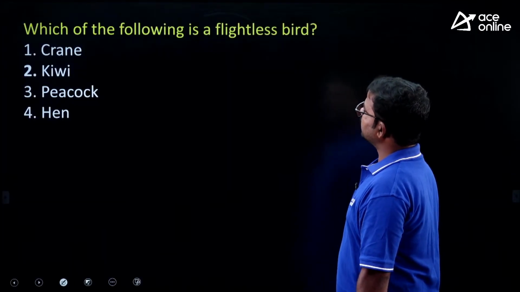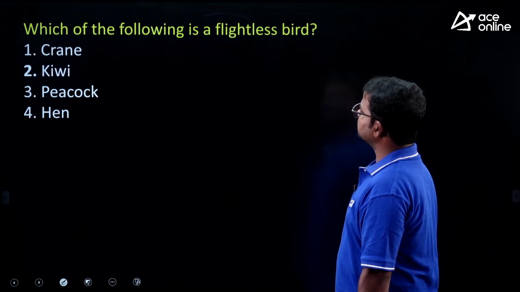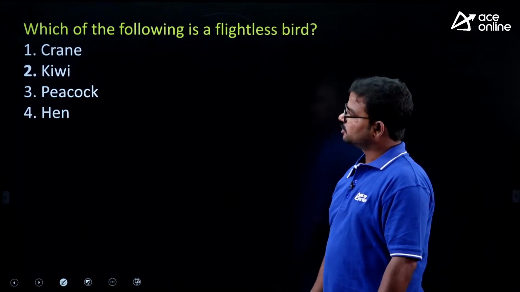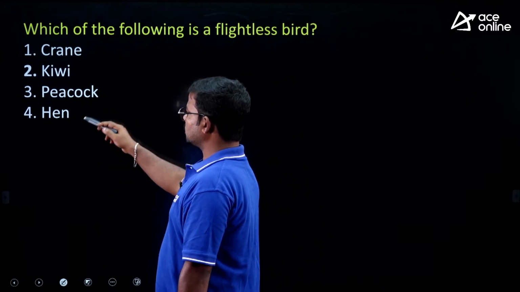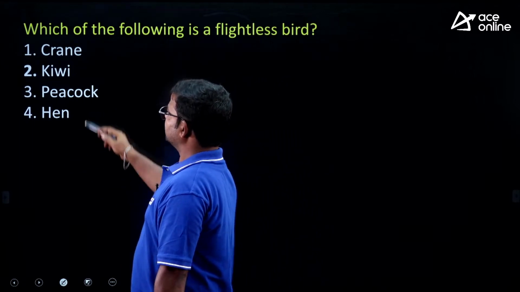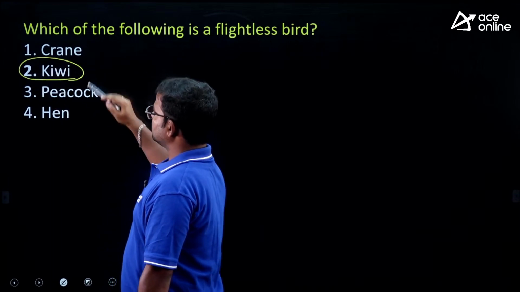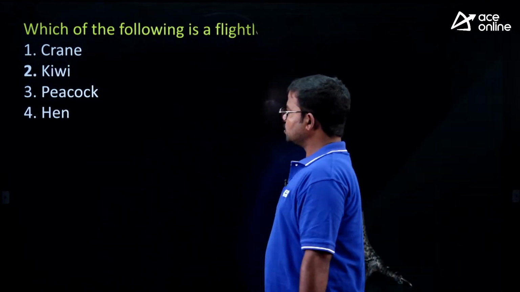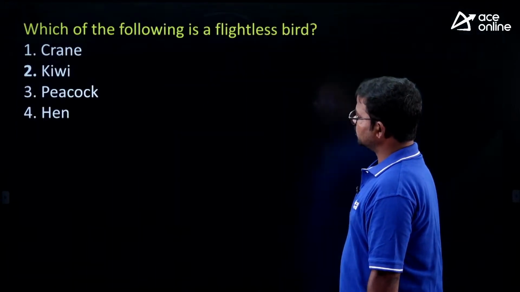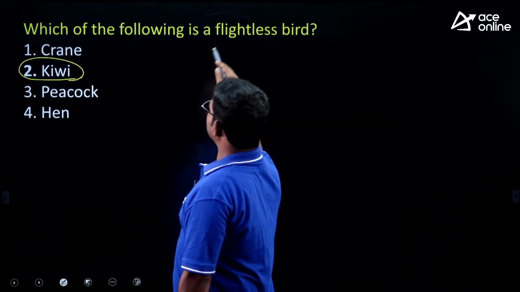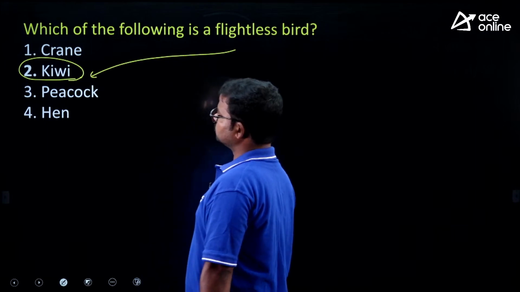Next, which of the following is flightless? Okay, so flightless bird. So here crane, next kiwi, next peacock, next hen. Of course, if you consider kiwi, it does not have wings. Na? Mostly here you can observe. So this is considered as a flightless bird. Okay, so that's why option 2 is the right answer. Okay, option 2 is the right answer.